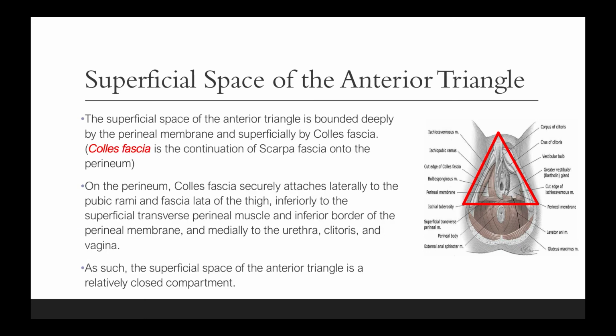The superficial space of the anterior triangle is bounded deeply by the perineal membrane and superficially by the Colles fascia. Now, the Colles fascia is a continuation of the Scarpa fascia onto the perineum. On the perineum, Colles fascia securely attaches laterally to the pubic rami and fascia lata of the thigh, inferiorly to the superficial transverse perineal muscle and inferior border of the perineal membrane, and medially to the urethra, clitoris, and vagina. As such, the superficial space of the anterior triangle is a relatively closed compartment.